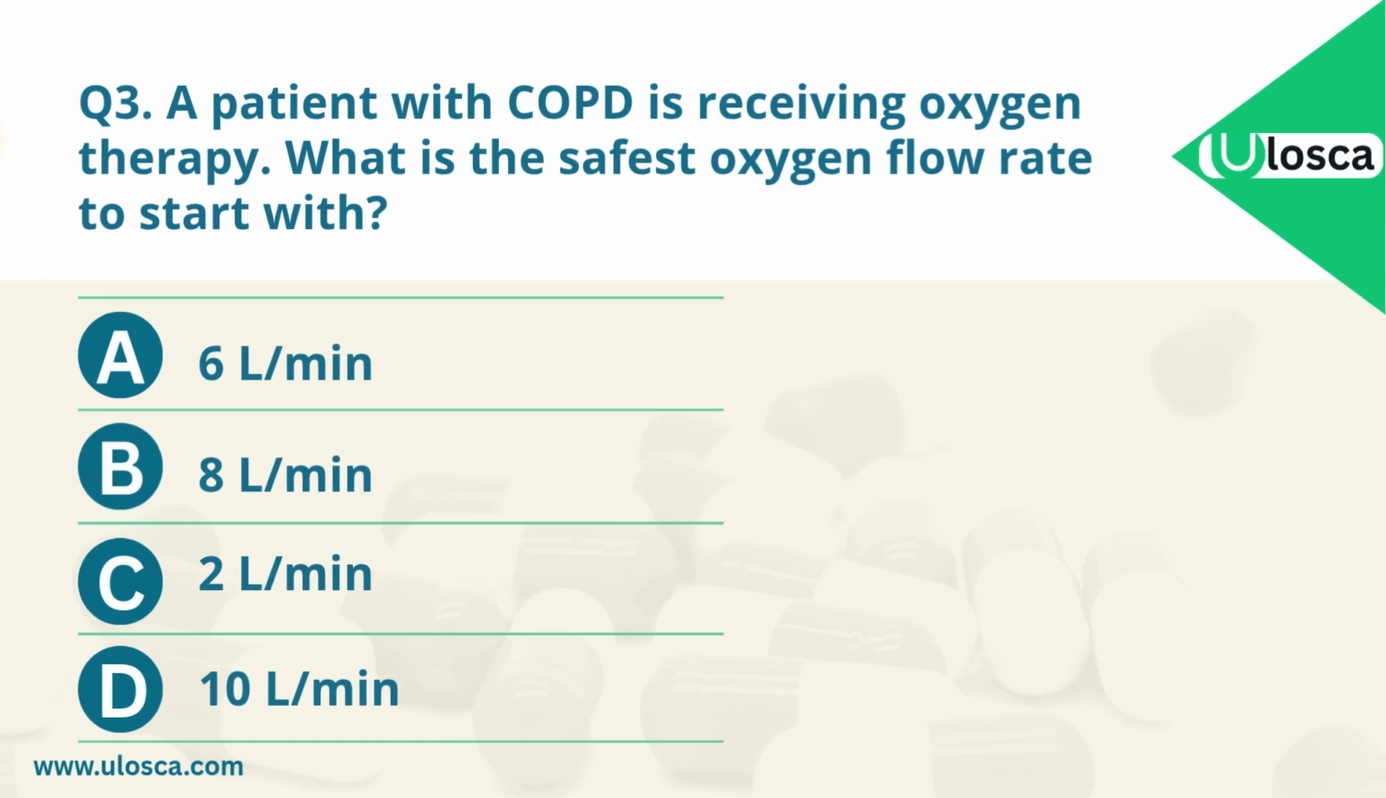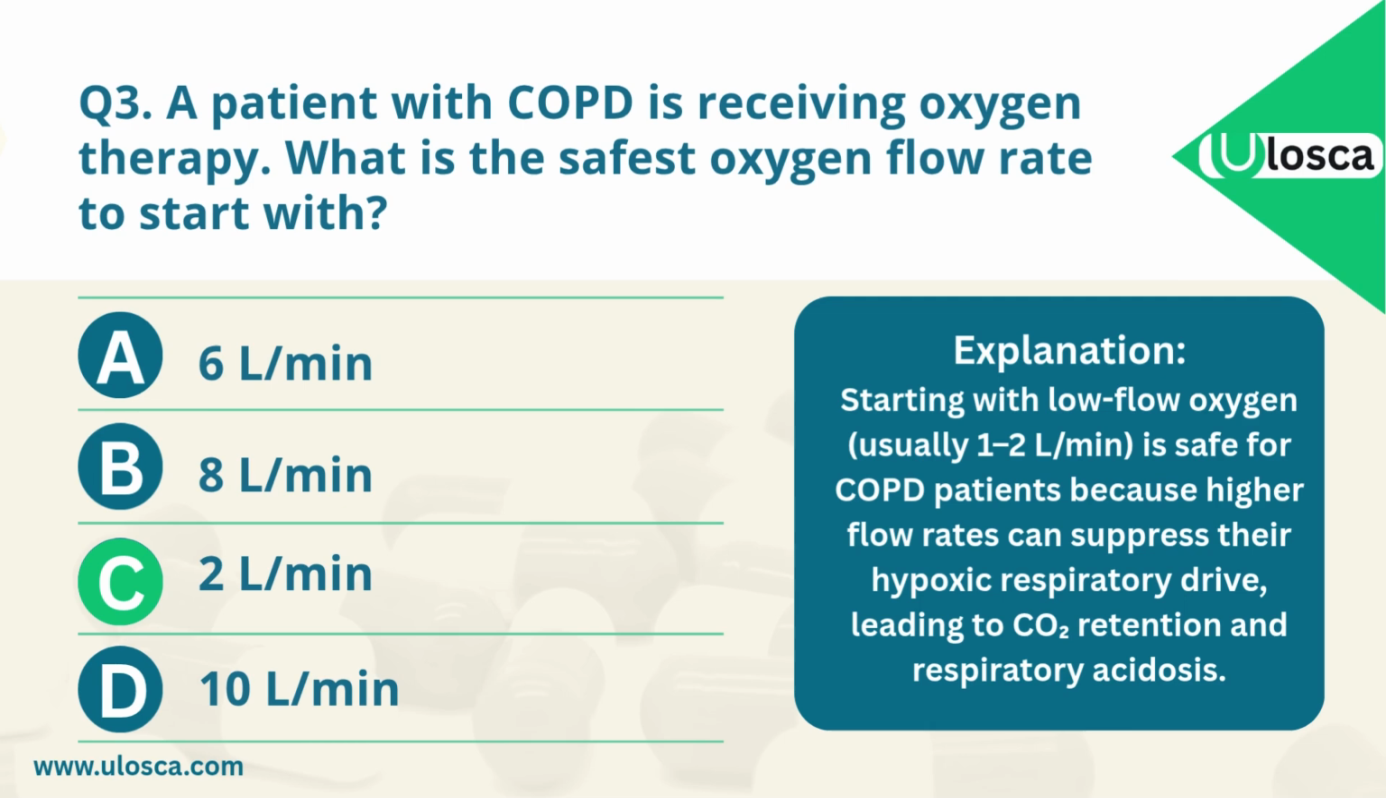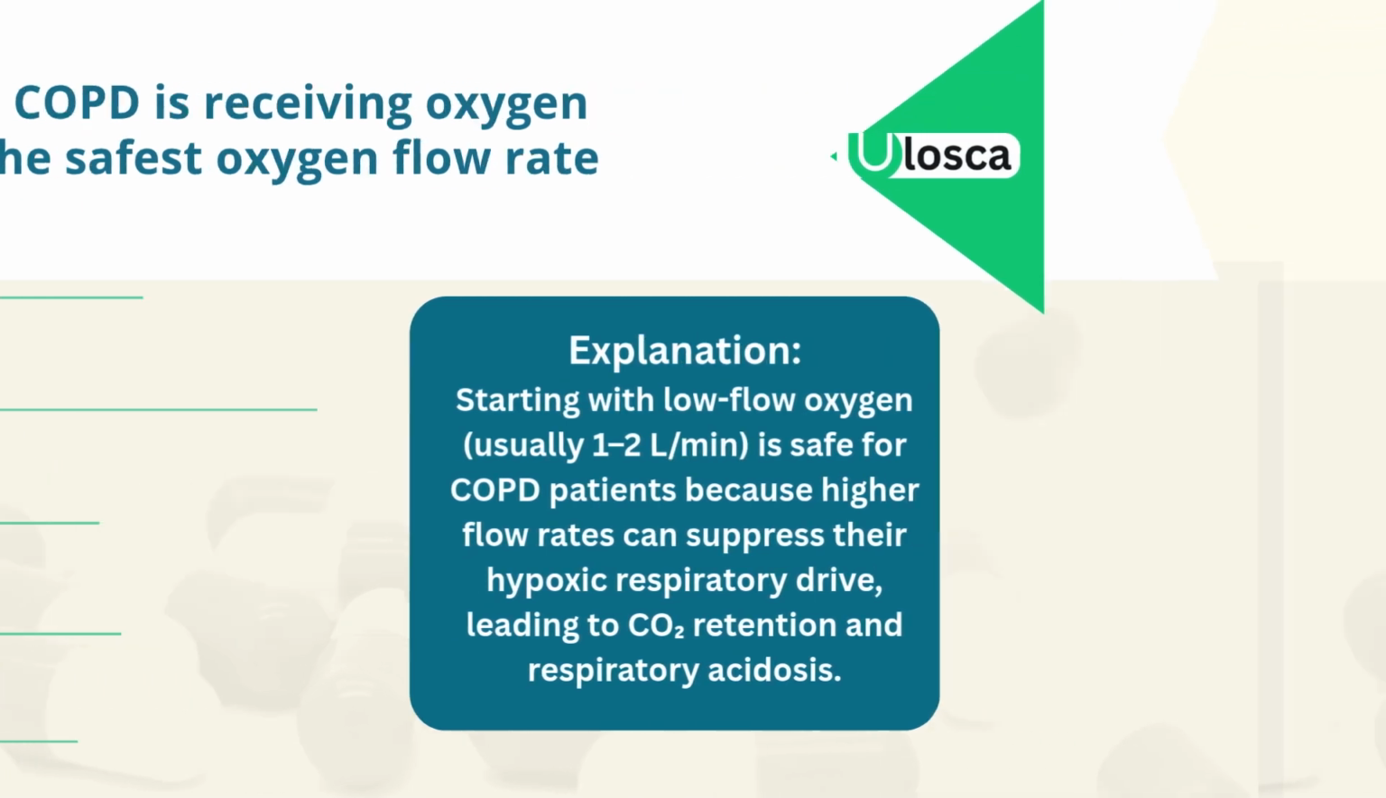The correct answer is C. 2 liters per minute. Explanation. Starting with low-flow oxygen is safe for COPD patients because higher flow rates can suppress their hypoxic respiratory drive, leading to CO2 retention and respiratory acidosis.